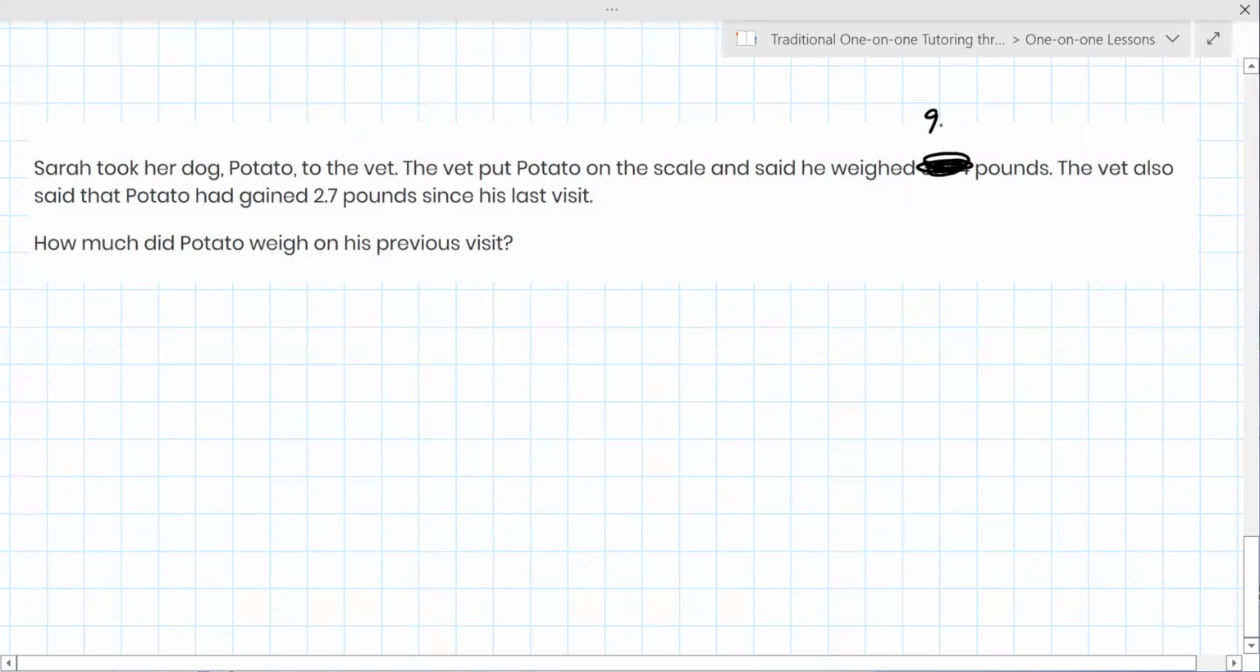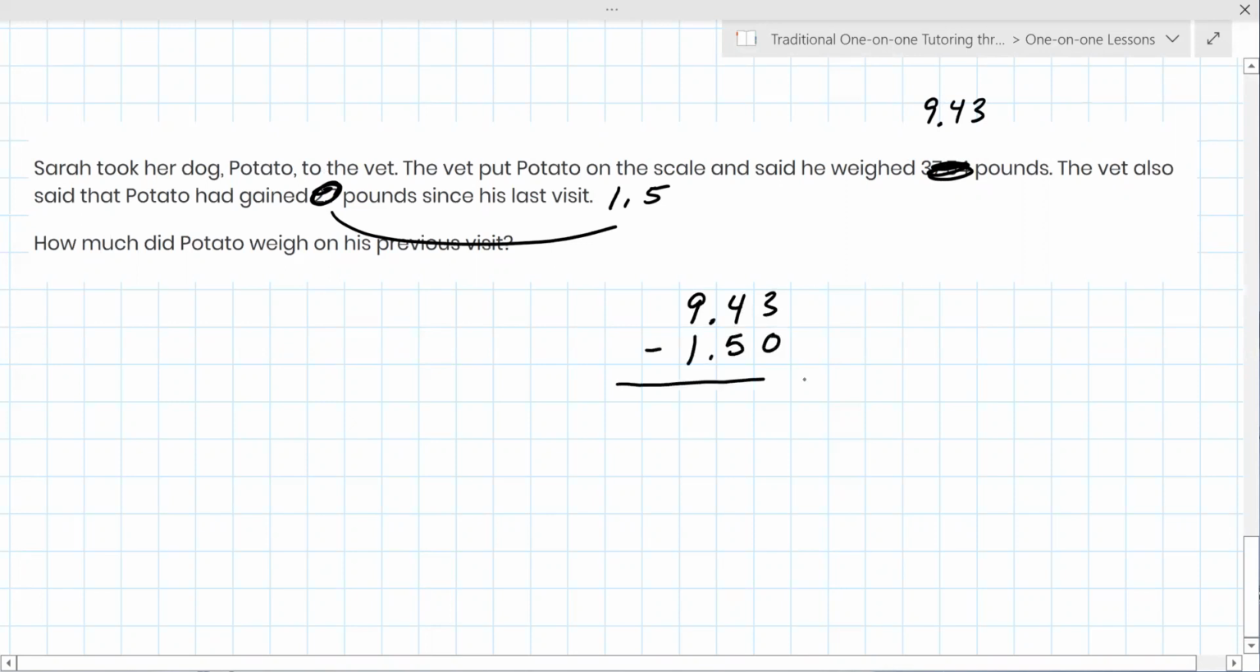So let's say it weighs 9.83 pounds. I'm sorry. Let me change that number here. Let's say that's a little light, but let's say it's 9.43 pounds. Okay. And he gained 1.5 pounds since his last visit. Okay, so let's have you try this one. 9.43 subtract 1.50. Okay.